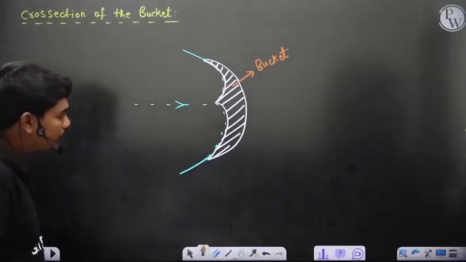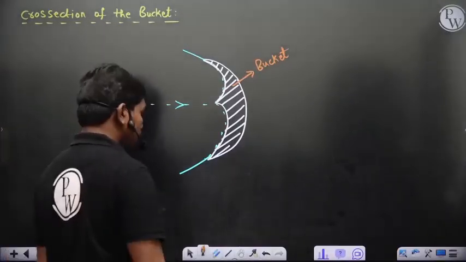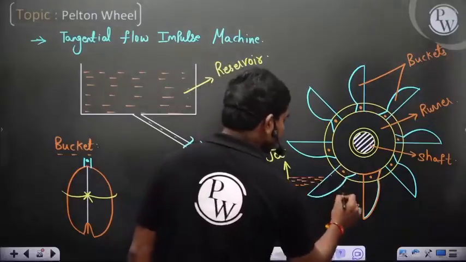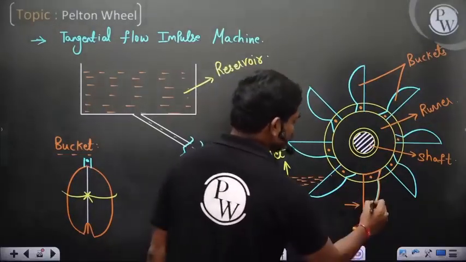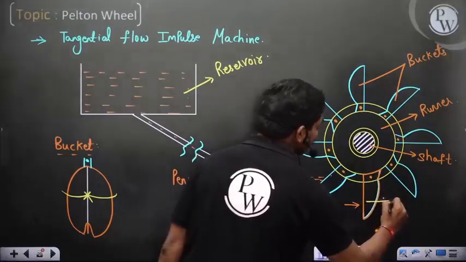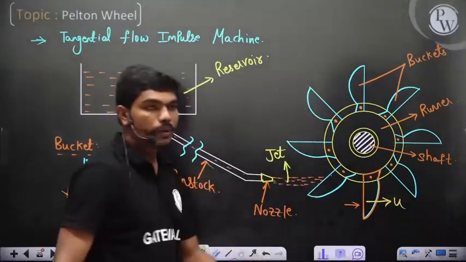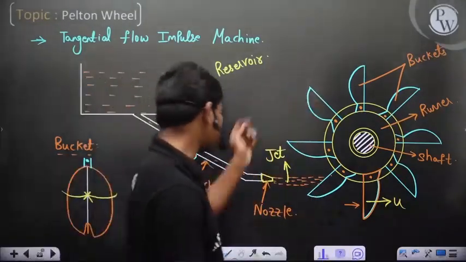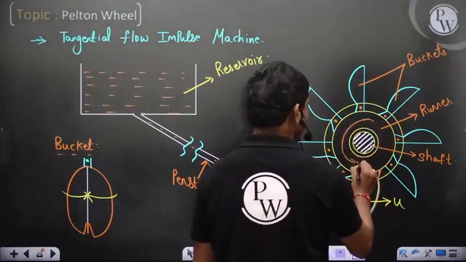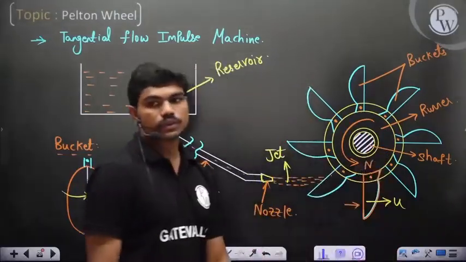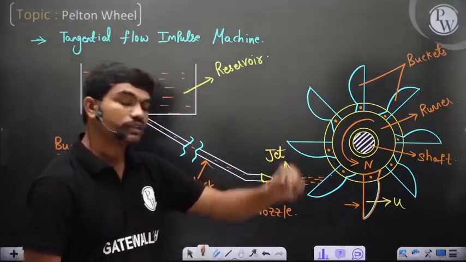So let's see in reality what happens. This bucket actually moves in this direction. Let's say for example if you are impacting at this point, this bucket is actually moving in this direction u. Because ultimately this is rotating at some speed n, so this bucket moves with speed u.